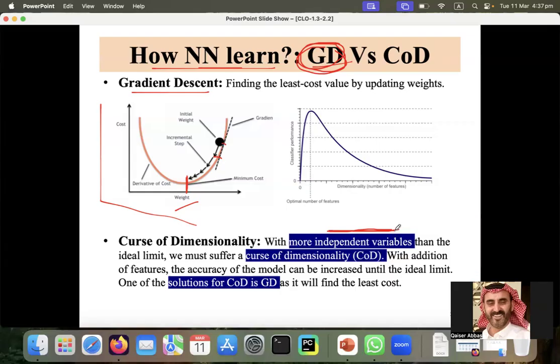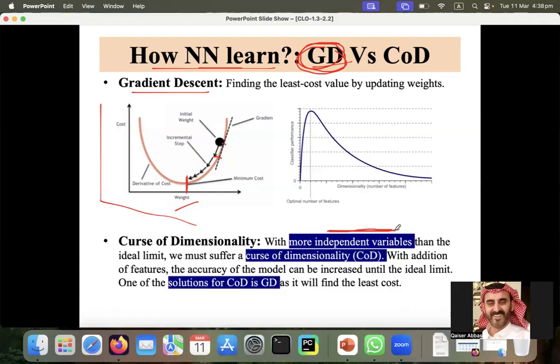The curse of dimensionality means the size of the data set is huge, especially in the number of features. When you have more features compared to the ideal limit, the accuracy of your model will be disturbed, and you will not get good results. But sometimes if your number of features is limited or less, then you have to add features up to that ideal limit, and when you add features, the accuracy will increase. So both dynamics are there, but your boundary is the ideal limit.